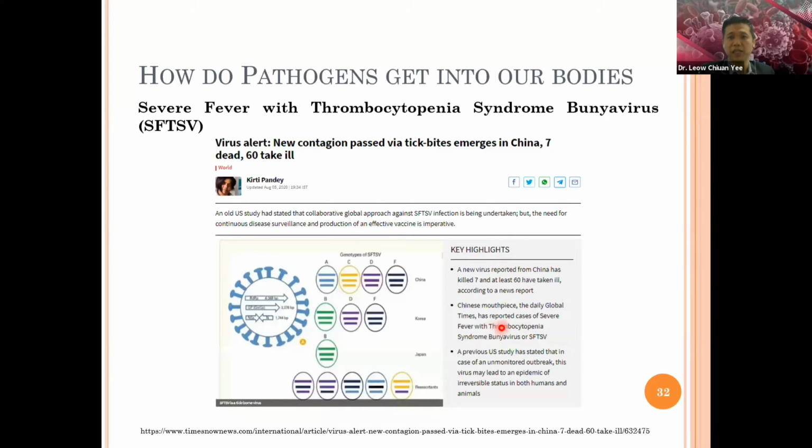Okay, this is recent news that I think most of us have been following, from 2 days ago, on the 5th of August, found in one part of China as well. It's a tick bite. One of the viruses, we call it the SFTS virus, severe fever with thrombocytopenia syndrome, which is quite a long name. We call it a Bunya virus, or in short form the SFTS virus. It can be introduced through the bite of ticks.